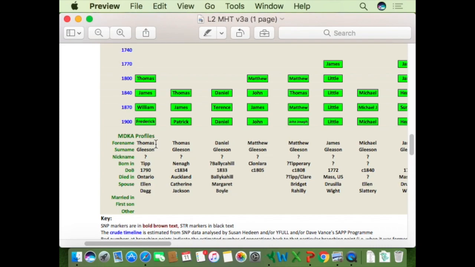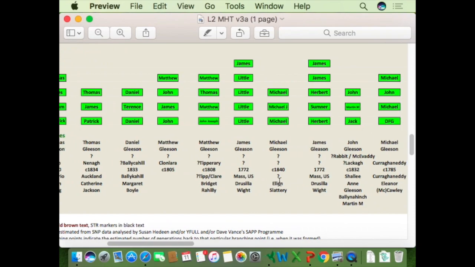What was his surname, his forename? So we have a Thomas and a Thomas coming from the same area and on the same branch. Is this a family name that was passed down to this particular branch of the GLEASONs? We also have where they were born, where they died, the spouse's name.